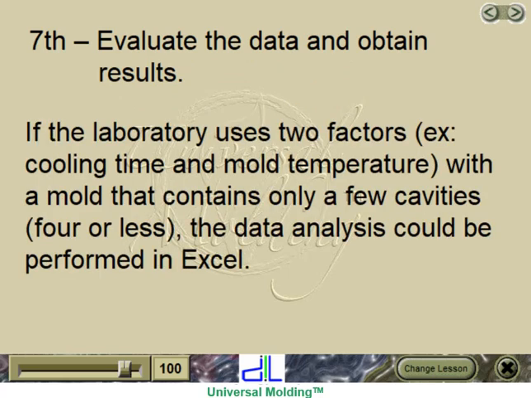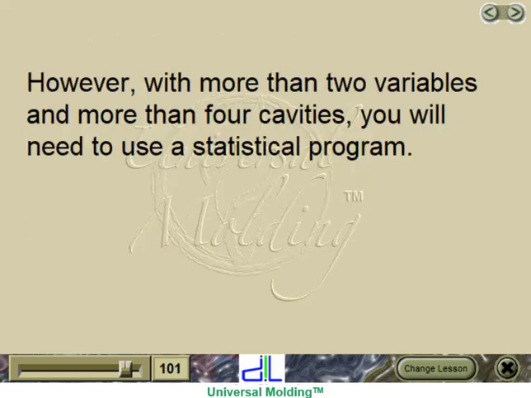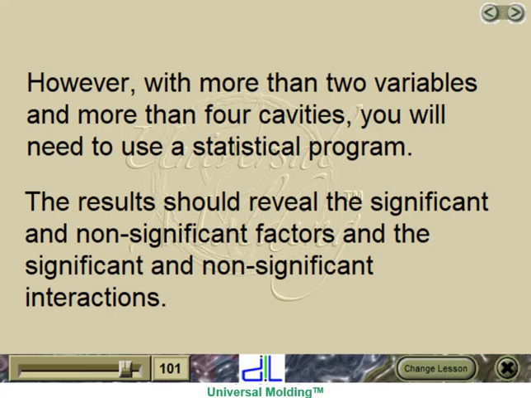If the laboratory uses 2 factors, example cooling time and mold temperature, with a mold that contains only a few cavities, 4 or less, the data analysis could be performed in Excel. However, with more than 2 variables and more than 4 cavities, you will need to use a statistical program. The results should reveal the significant and non-significant factors and the significant and non-significant interactions.